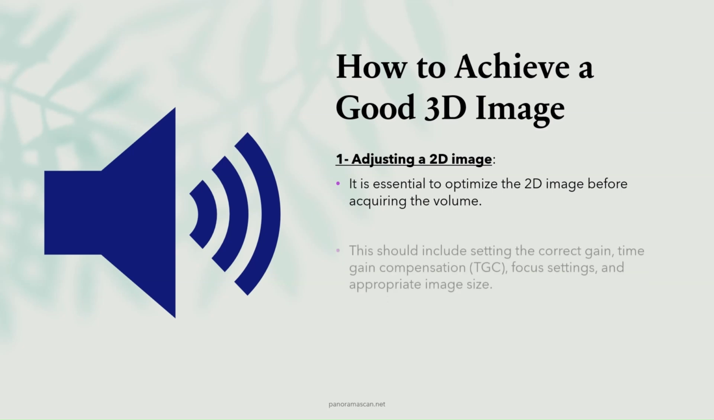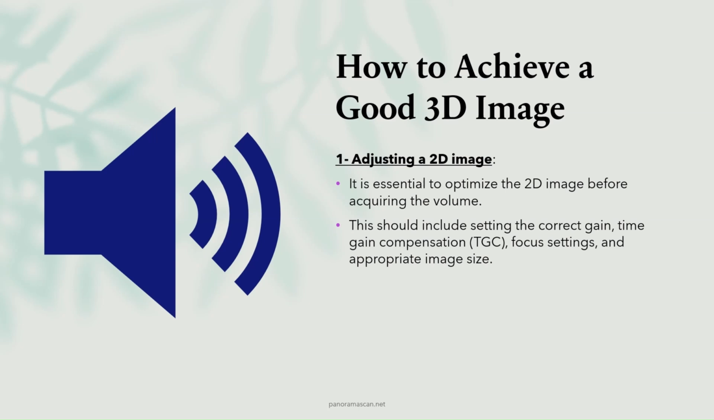The gain setting controls the overall brightness of the image. A properly adjusted gain ensures that the anatomical structures are clearly visible, neither overexposed nor underexposed. An ideal gain setting enhances both the soft tissues and other structures of interest, making it easier to obtain precise 3D data. The TGC setting compensates for depth-dependent signal loss, ensuring that echoes from different depths are balanced.